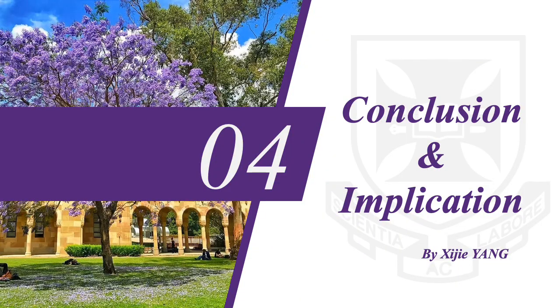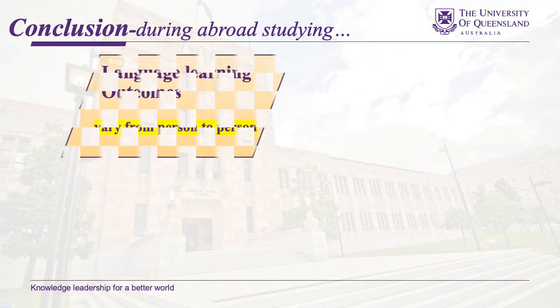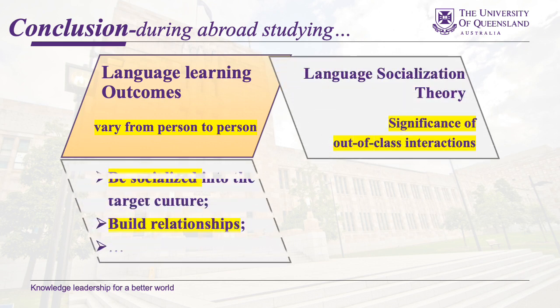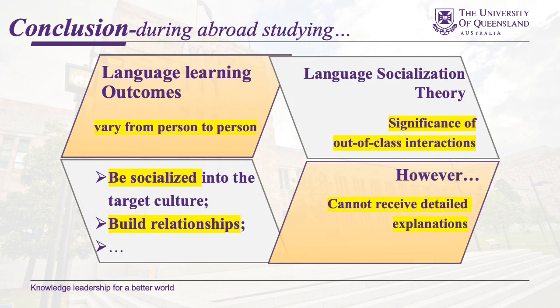Conclusion and implication. Alright, to sum up, outcomes of abroad language learning will differ from student to student. Based on the language socialization theory, out-of-class interactions are very important for language learning because students can observe local people's speech acts. Therefore, they can easily be socialized into the target culture and build social relationships.